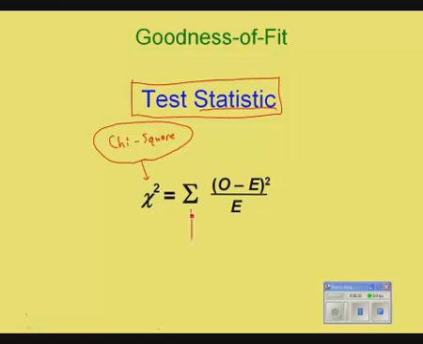What is it? Well, this says we're going to do what? Add up a bunch of stuff. What are we adding? Well, we're taking O minus E. What is that? That's the difference between what? Observed and expected. Now, that's what we're measuring. We're measuring how much is the observed value deviating from what's expected. Okay? And then, why do we square it?